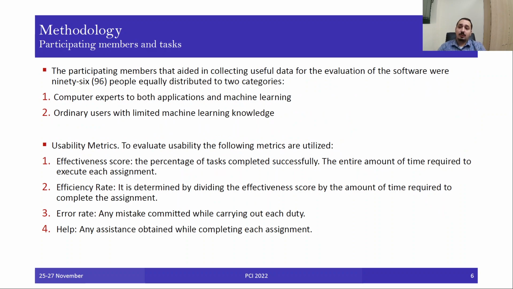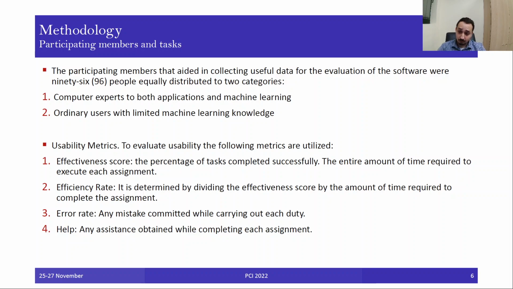To evaluate the program and its usefulness, we had some participating members, and we basically sent the program and some questionnaires about the program, and we asked certain things. These members aid in collecting useful data for the evaluation of the software. There were 96 people equally distributed into two categories. We have computer experts in both applications and machine learning, and we have ordinary users with limited machine learning knowledge.